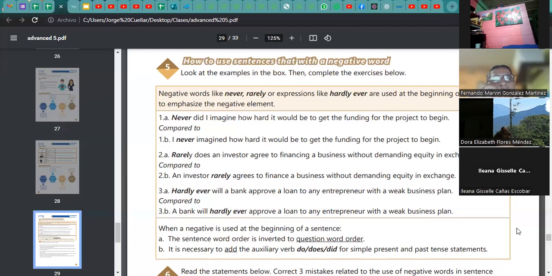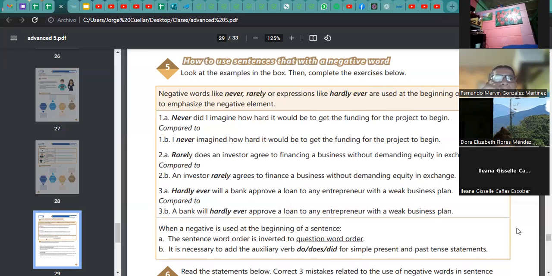When a negative is used at the beginning of a sentence, A, the sentence word order is inverted to question word order. B, it is necessary to add the auxiliary verb do, does, did for simple present and past tense statements. Okay, very good. So this is it.